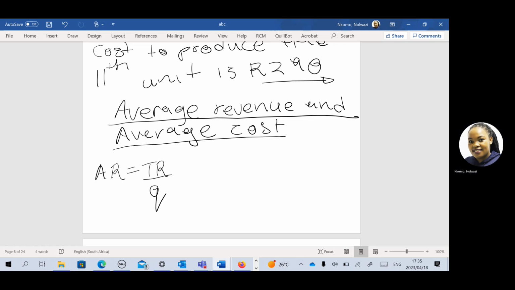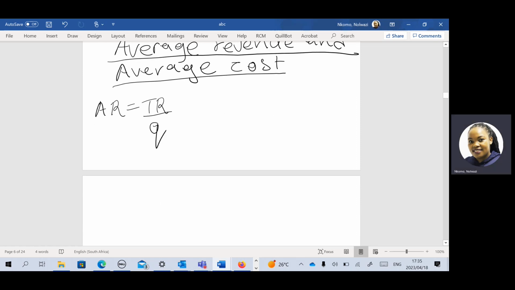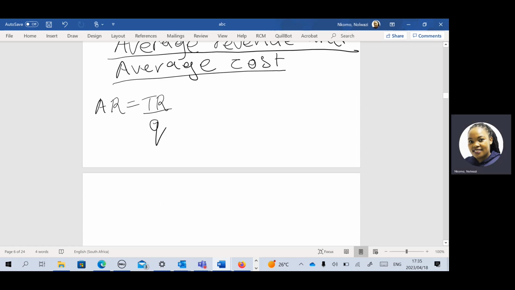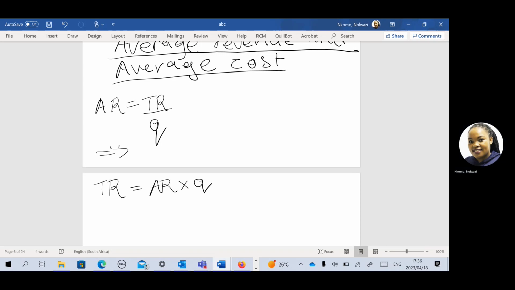Okay. If the average revenue is equal to total revenue divided by Q, this simply means the total revenue is the average revenue times the units, the quantity demanded, or just the units sold, or produced and sold.